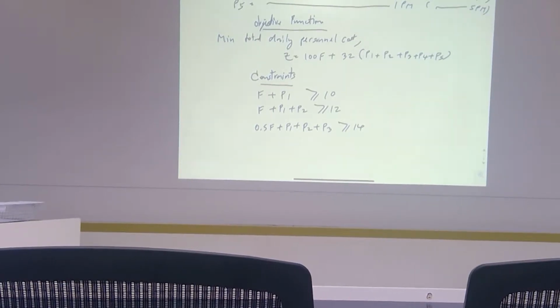At noon, another 0.5, because half of the full time had lunch at 11 a.m. and the other half have lunch at noon. P1 is still working, but it should be the last hour for them. P2, P3, and we also have P4 starting. And we need to meet the requirement of 16 tellers.